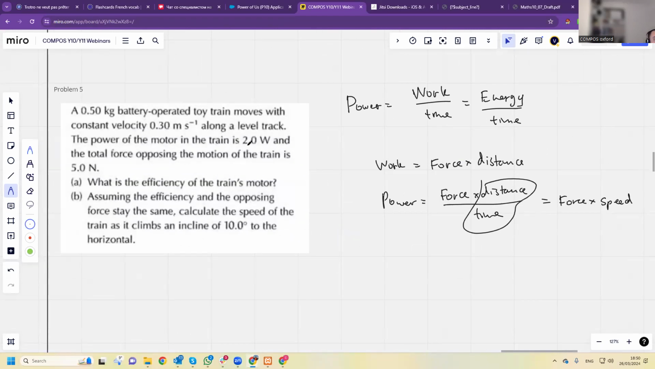Okay, a 0.5 kilogram battery operated train moves with a constant velocity of 0.3 meters a second along a level track. The power of the motor of the train is 2 watts, and the total force opposing the motion of the train is 5 newtons.